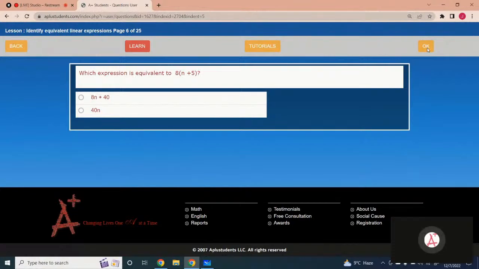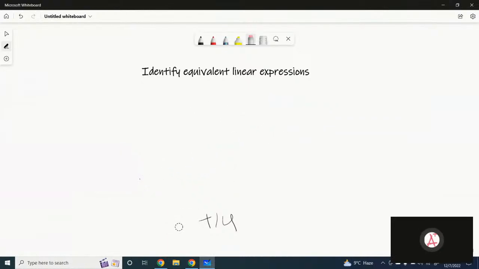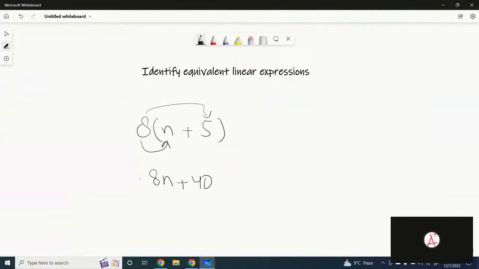Which option is the correct one, the first one or the second one? It is 8 times n plus 5. That means you have to multiply the number n by everything that is inside the bracket. Got it? No, not 40n. You cannot add 5 and 40. You have to multiply 8 to n and then 8 to 5, because n and 5 are not like terms. They are different. So 8 times n is 8n, and 8 times 5 is 40.